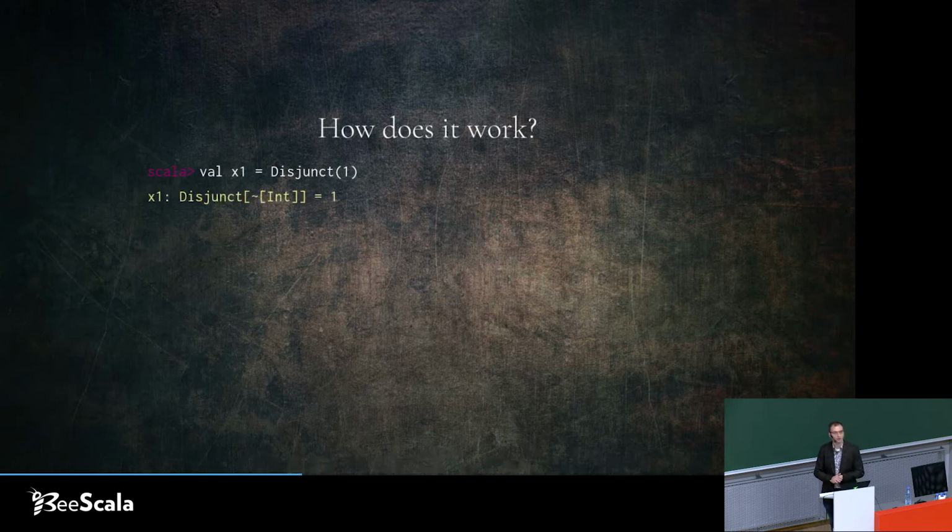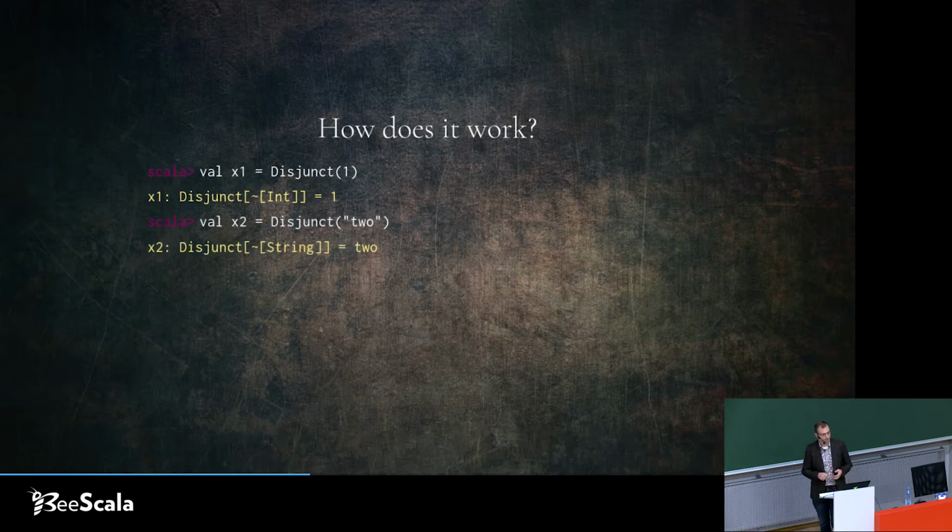Here's a disjunction of the value 1. By the way, I'm going to stop saying tilde before every type. This is a disjunct of int. It's not really a disjunct at all, because there's only one type in the intersection. Likewise, if we had a disjunct of 2, there's only one type in the intersection. It's string here.